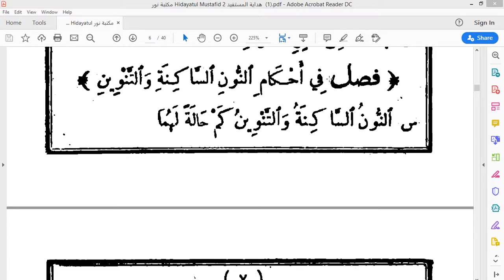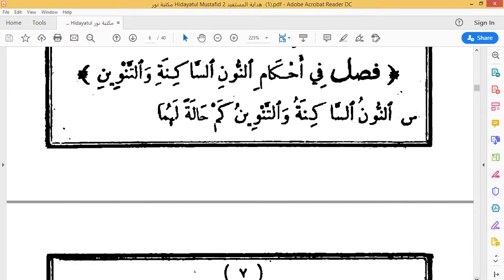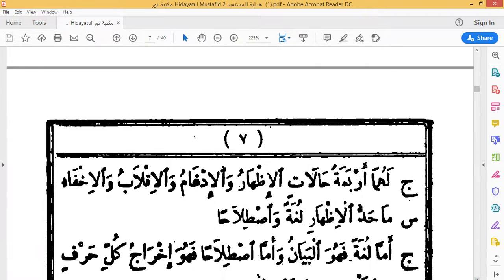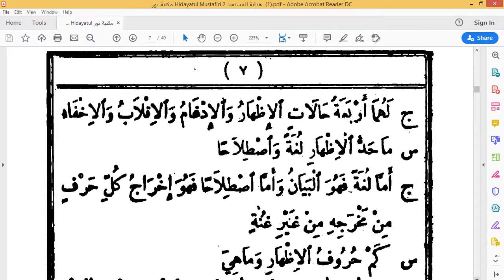So we start from the first question. النون سؤال النون الساكنة والتنوين كم حالة لهما. Noonus Saakina and tanween have how many instances of occurrence? How many instances or situations do we have? Now, let's see what the jawab is. The Sheikh answered that Jawab Lahuma arba'atu halat. They have four instances.